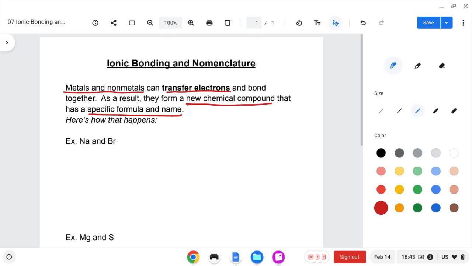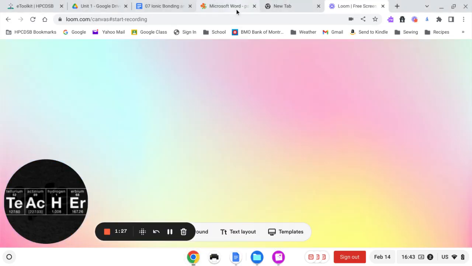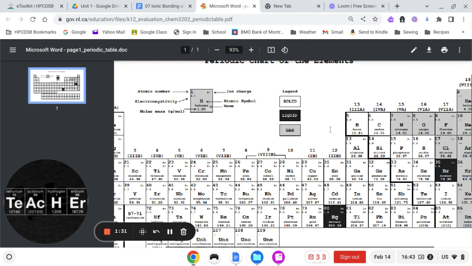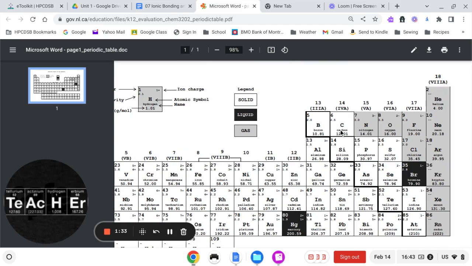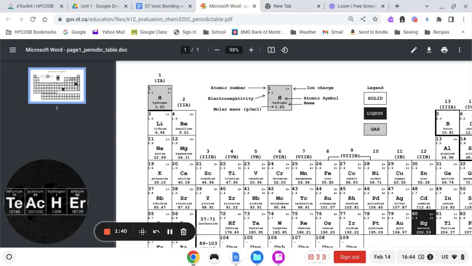So if we take our first 2 elements, we have sodium and bromine. And the first thing that you need to know is, what types of elements are these? And if we go back to our periodic table right here, and we blow this up, we can find bromine is right over here, okay? And this is on the non-metal side of the periodic table. And there's sodium on the metal side. So we know that this is an ionic bond because we have a metal and a non-metal.